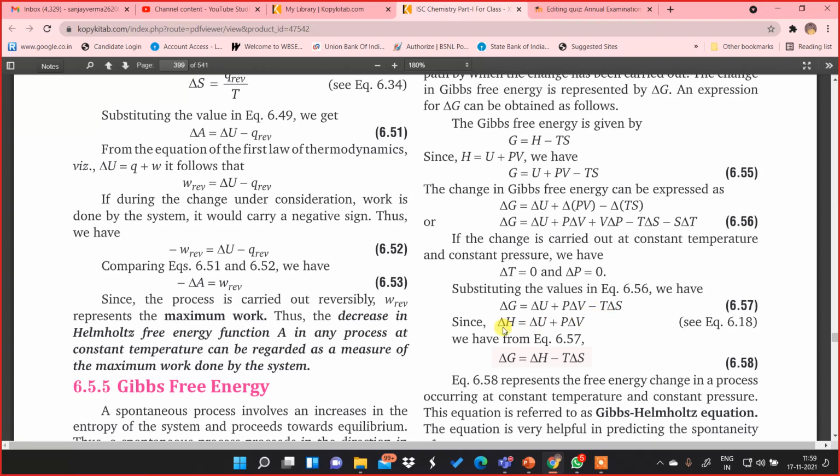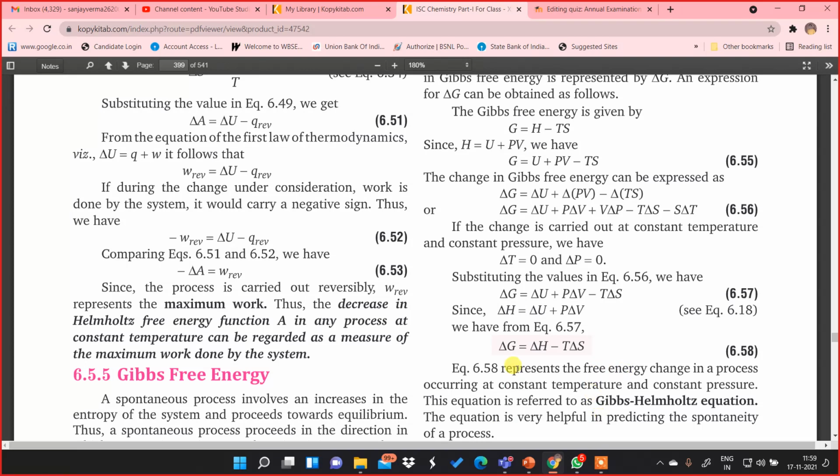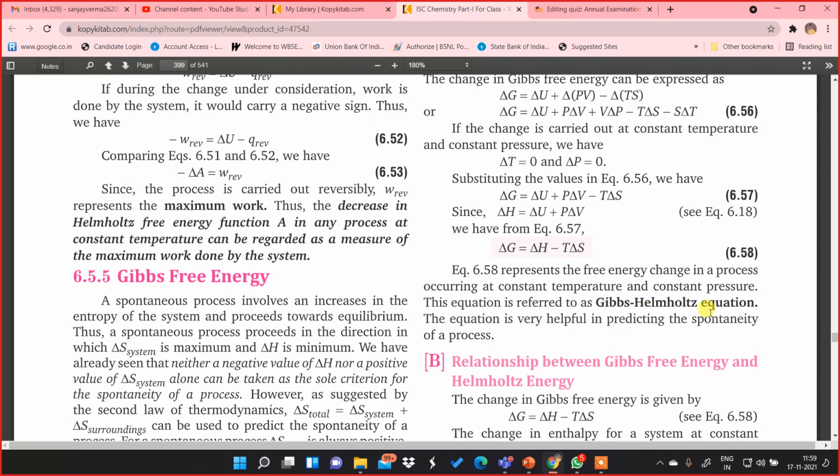And since we know delta H is delta U plus P delta V, that's why delta U plus P delta V becomes delta H. So we have finally delta G is equal to delta H minus T delta S. So this equation 6.58, remember this equation, represents the free energy change in a process occurring at constant temperature and constant pressure, and is known as Gibbs Helmholtz equation.